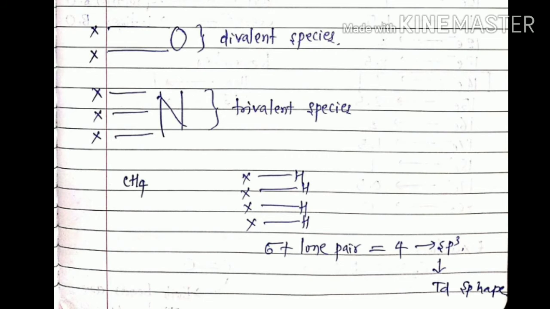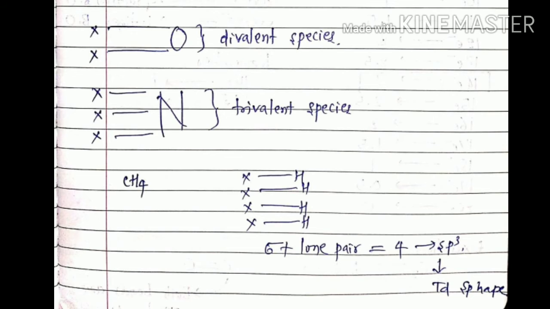In this case, the number of valence electrons on this carbon is 4. Each hydrogen is attached with one single electron. Then the number of sigma bonds plus lone pairs is equal to 4, because only 4 sigma bonds are there. So for that reason the number is 4, it is sp3, and the shape is tetrahedral.